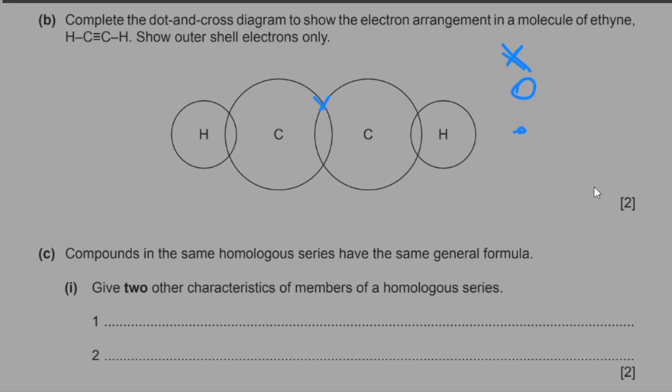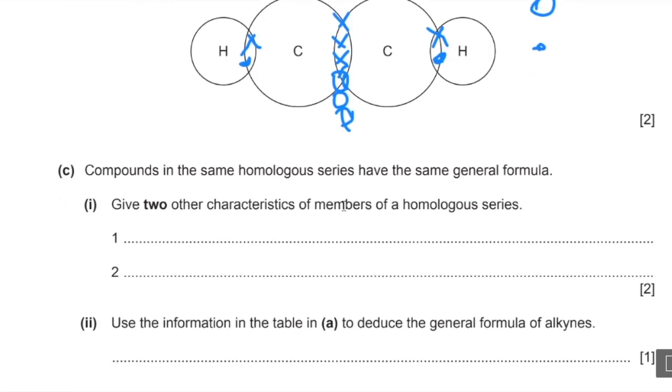So you have a triple bond, meaning 3 pairs or 6 electrons in total in the covalent bond. Sorry, my circles are a bit out of space over here. And then each of the carbons has a single bond with the hydrogen atoms. This completes the valencies. Compounds in the same homologous series have the same general formula.